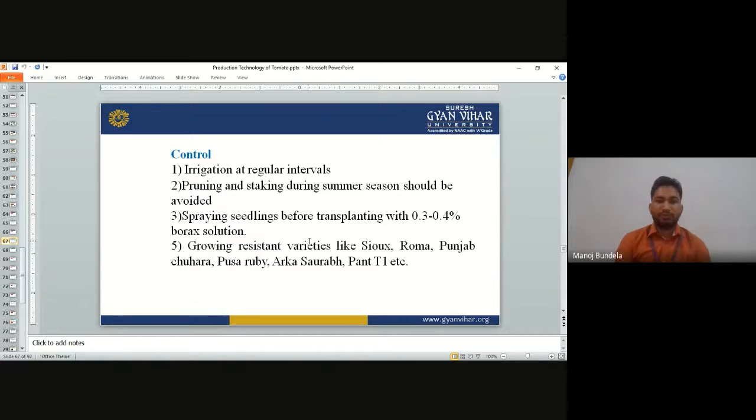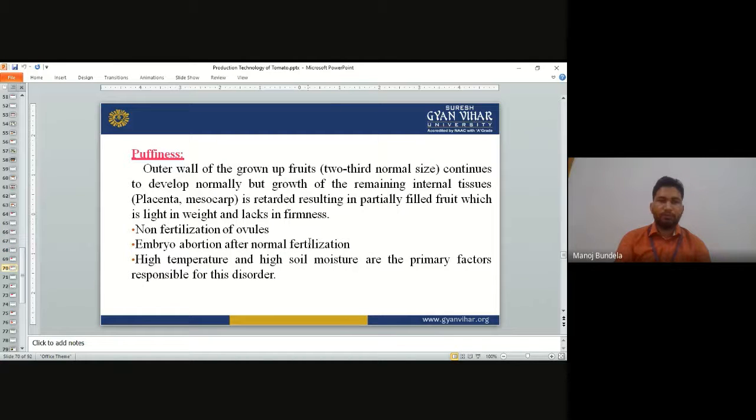Growing resistant varieties, like Sioux, Roma, Punjab Johara, Usha Ruby, Lata Saurabh, and Pusa T1. So these are the varieties we can use to control the cracking. Fruit cracking: boron deficiency, borax.